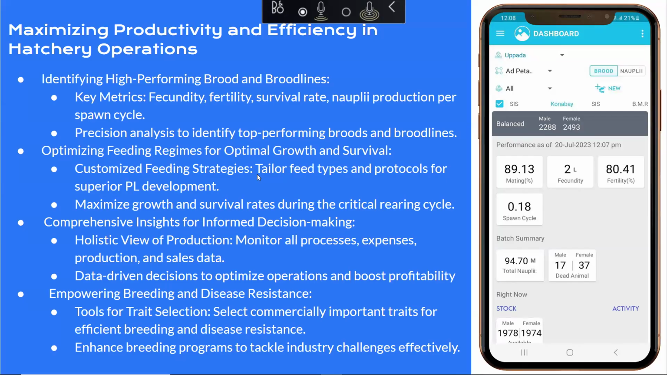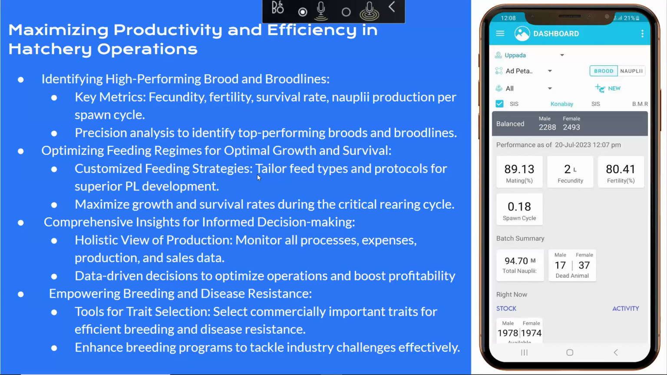So they can compare and look at which protocol is working better for them, which protocol is working at different stages of the larval growth, and they can tailor their feeds. They can understand better and plan better to maximize growth and survival rates during the critical rearing cycle.